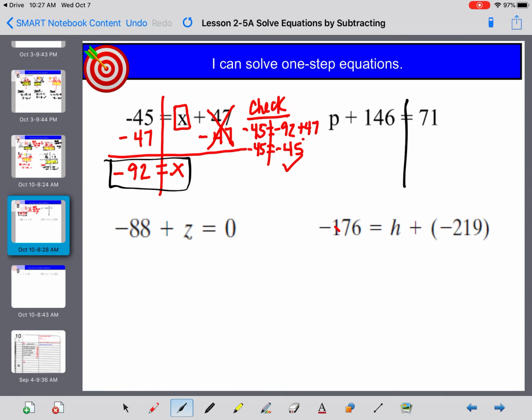Right, next problem. P plus 146. I work with the side that has the variable. It's adding 146. The inverse of adding is subtracting 146.